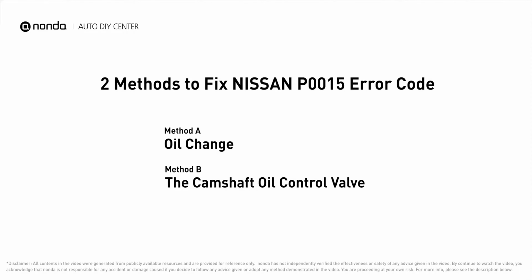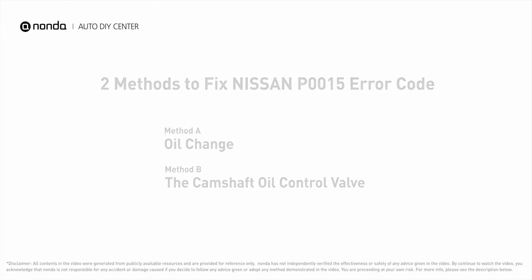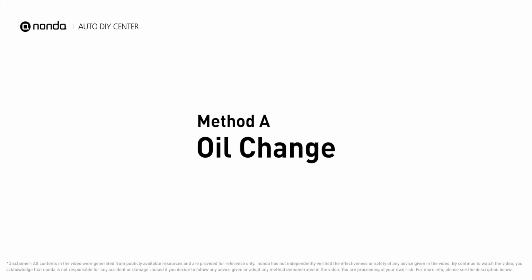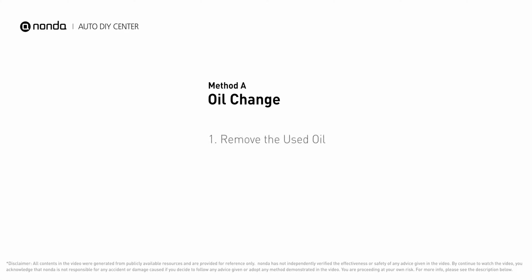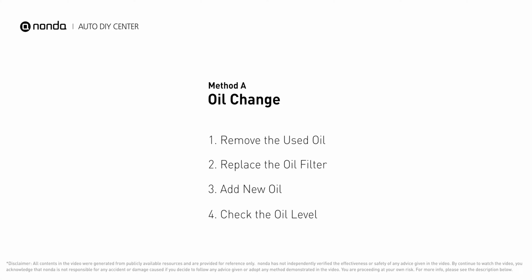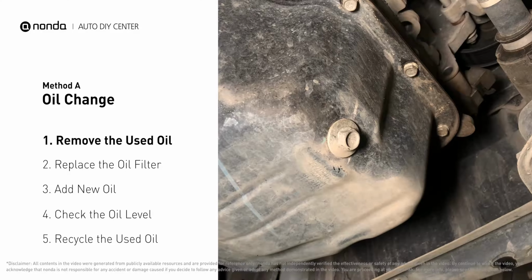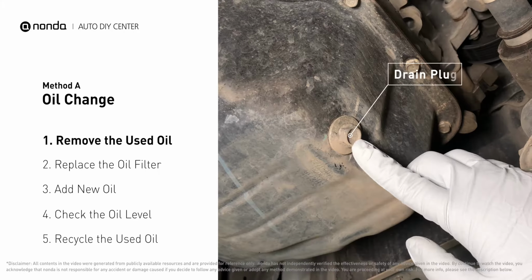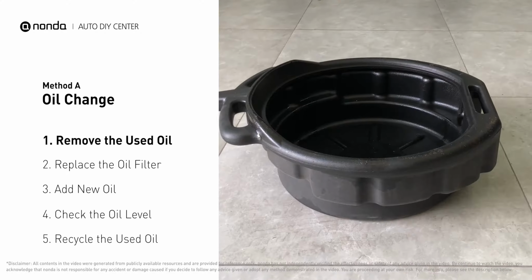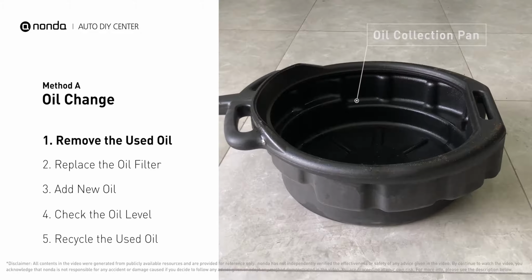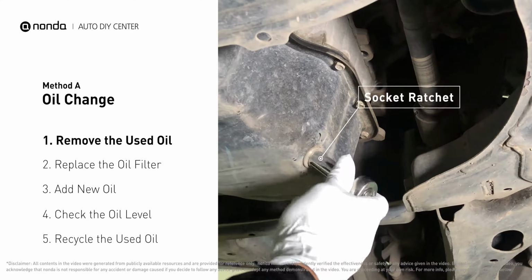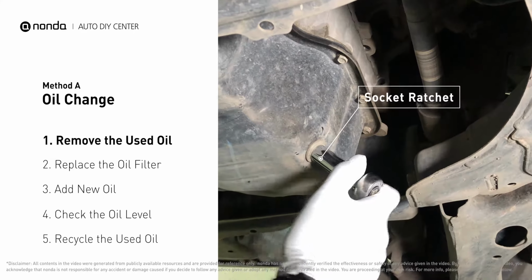Here are 2 of the most practical solutions to fix Nissan's P0015 error code. Method A: oil change. Locate the oil drain plug on your vehicle and place an oil collection pan underneath it. Use a socket ratchet to remove the plug from the oil pan on your vehicle.